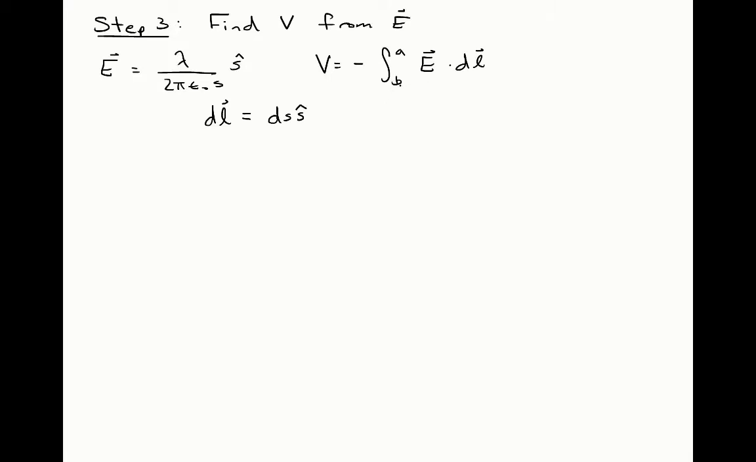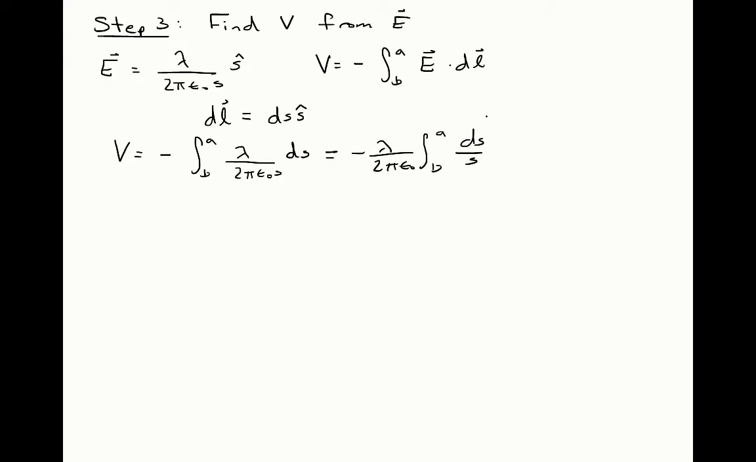Okay, we're integrating from the outer surface to the inner surface, from the outer cylinder to the inner cylinder. So we're integrating from B to A. So we can set up this integral. E dot dl, they're both s hat, so s hat dot s hat is 1. Okay, now we have our integral. Pulling all my constants out front as usual.